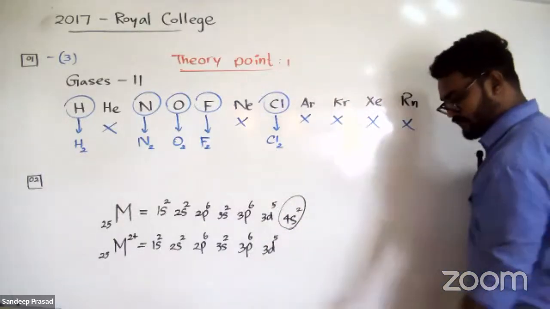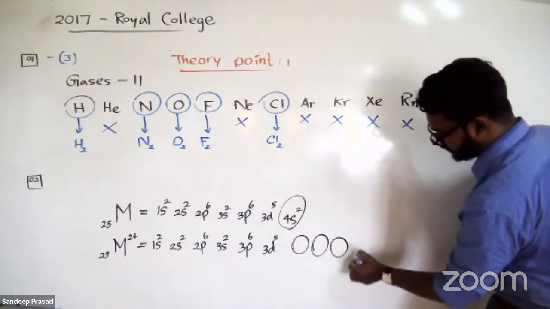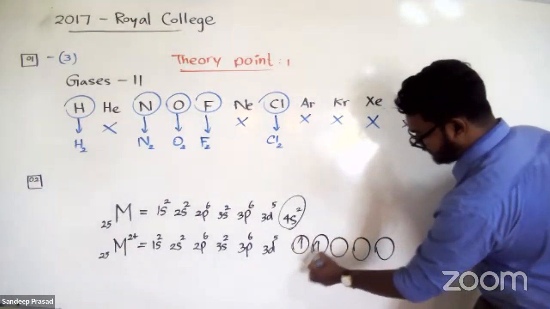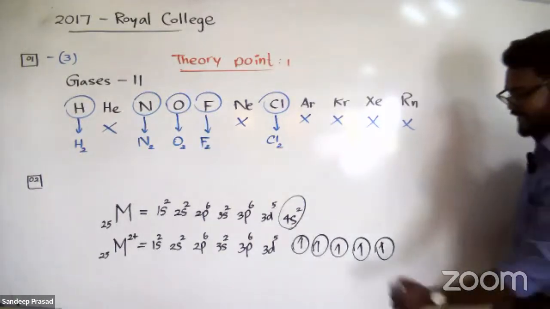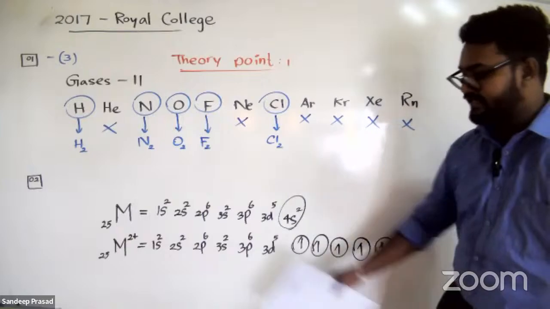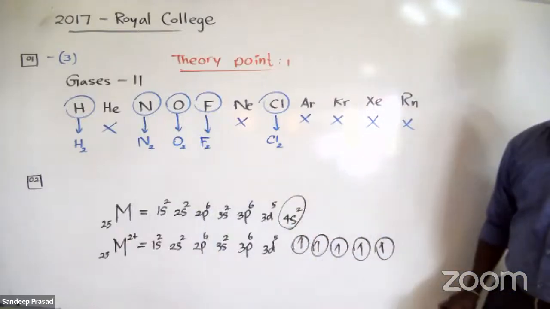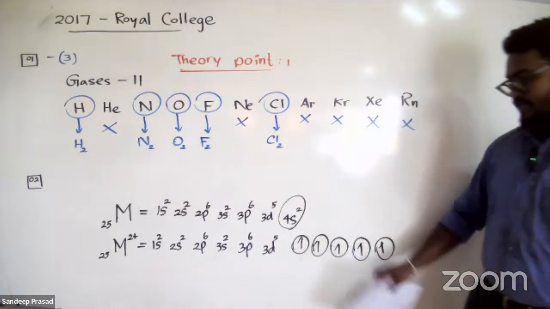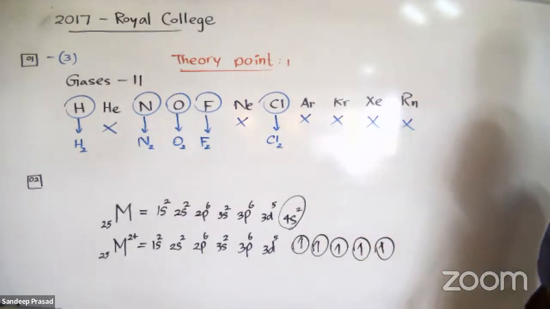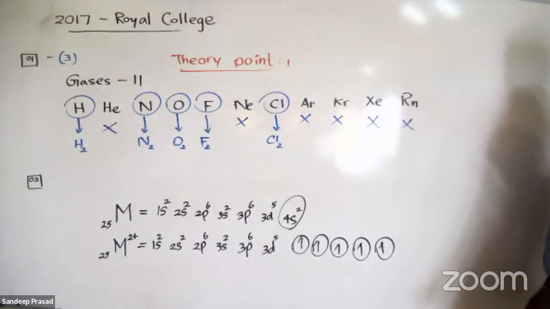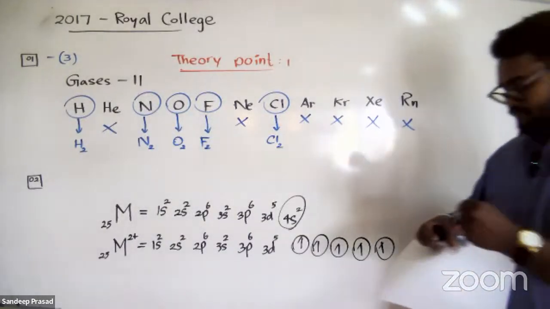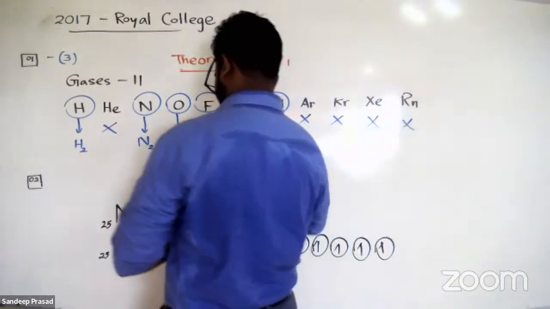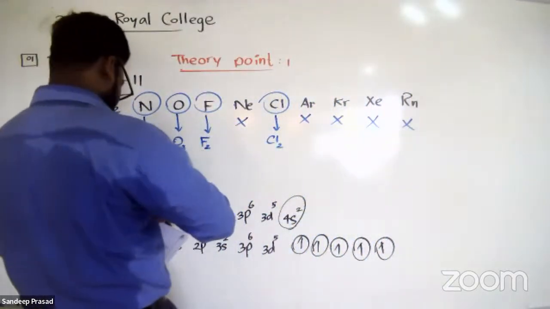If you consider the 3d5 configuration, there are 5 d orbitals, 1, 2, 3, 4, 5. Each and every orbital is filled with just one electron, unpaired electrons. So how many unpaired electrons are there in M2 plus cation? There are 5 unpaired electrons. Therefore, M2 plus of atomic number 25 is having 5 unpaired electrons. Okay, so question number 2, answer is the first one.